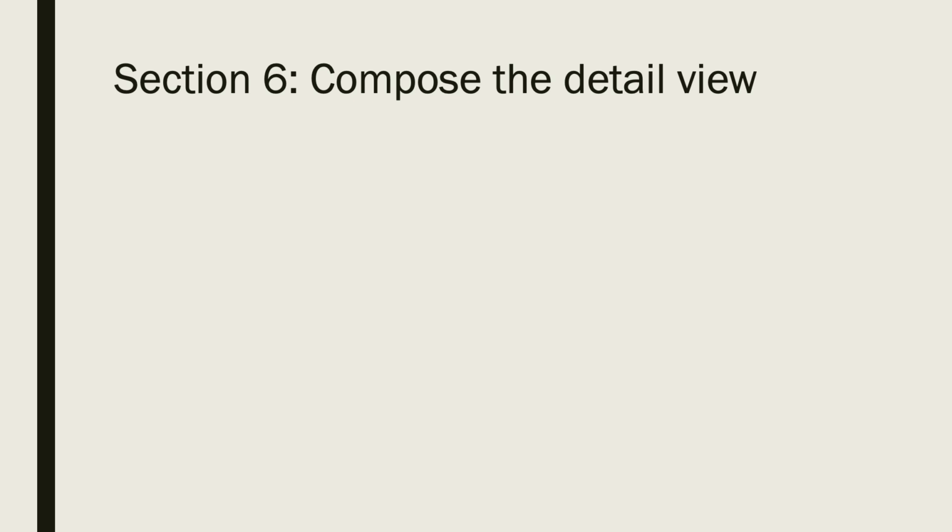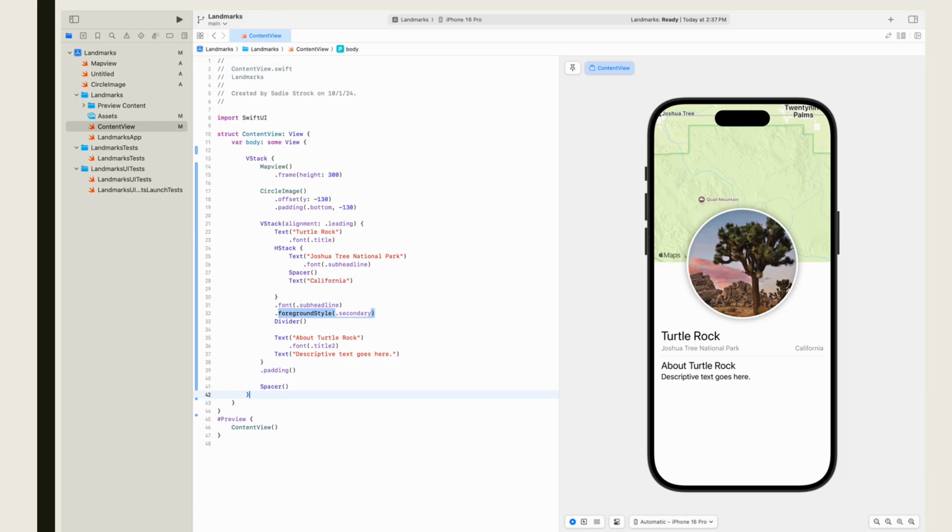And finally, Section 6, compose the detail view. In this one, this is where I pulled it all together using the coordinate styling from the previous slide, and then using the image that I did in the different section, adding it all together to create a more functional layout, and making some other minor changes like the foreground style or making sure that it sits on the page right.